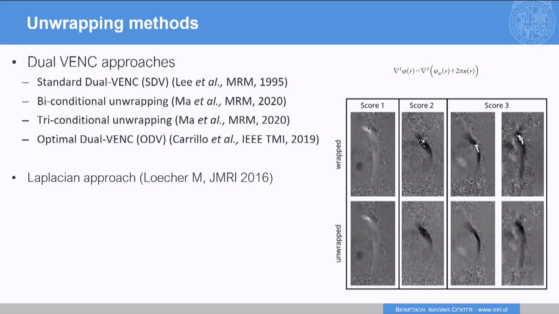Another approach that I would like to highlight is the paper published by Loecher et al. in 2016, in which they used the Laplace operator to unwrap the data at different scenarios, as you can see in this figure, but without the need of having two VENC data sets.